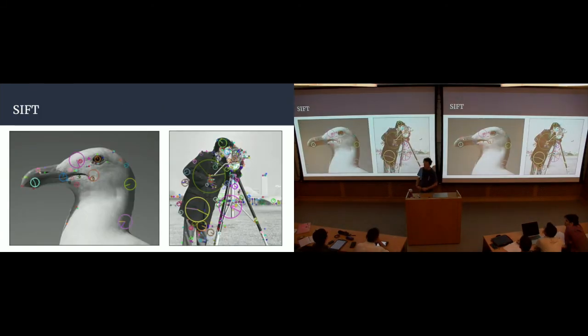These are examples of those SIFT key points. In the paper, David Lowe uses a Harris detector, so it was before FAST came along.